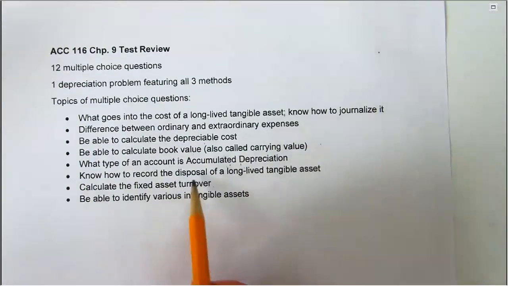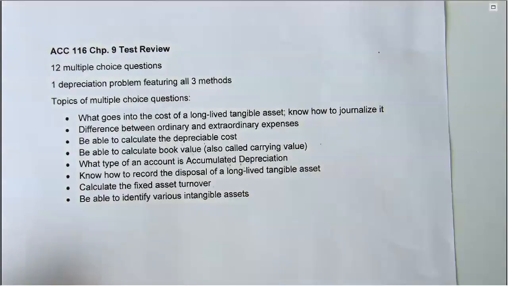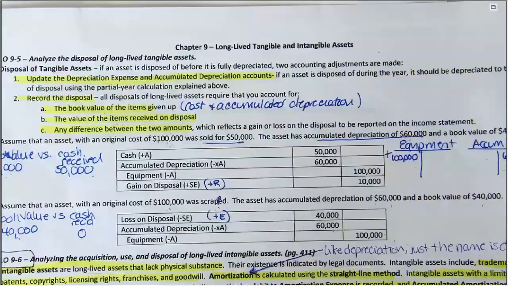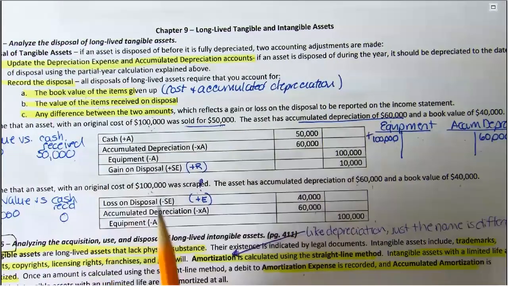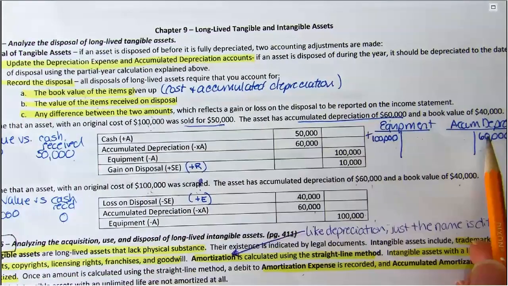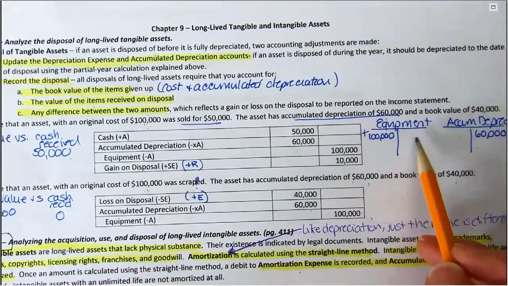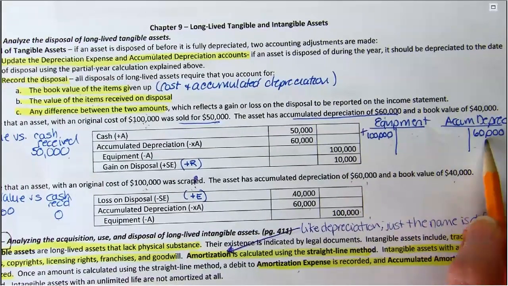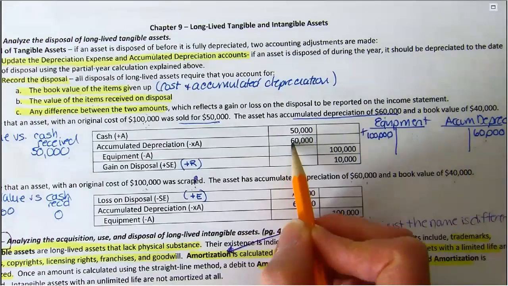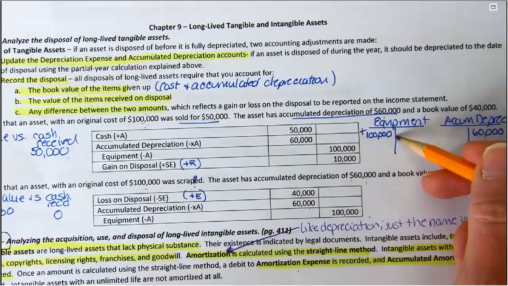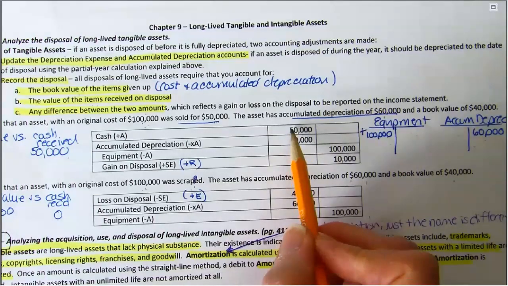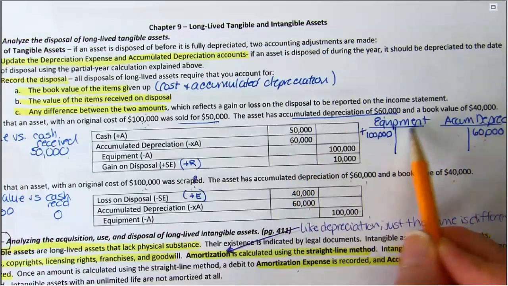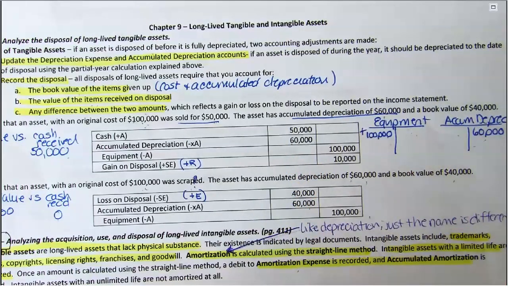How to record the disposal of a long-lived tangible asset. If you remember, this is where we debit cash for the amount that we're receiving, and then we do the opposite with the accumulated depreciation and the equipment account or whatever your asset is. If the accumulated depreciation has a credit balance, to get rid of it, we're going to debit. If the asset has a debit balance, to get rid of it, we're going to credit it. So we record the cash received and then do the opposite of the asset and accumulated depreciation accounts.